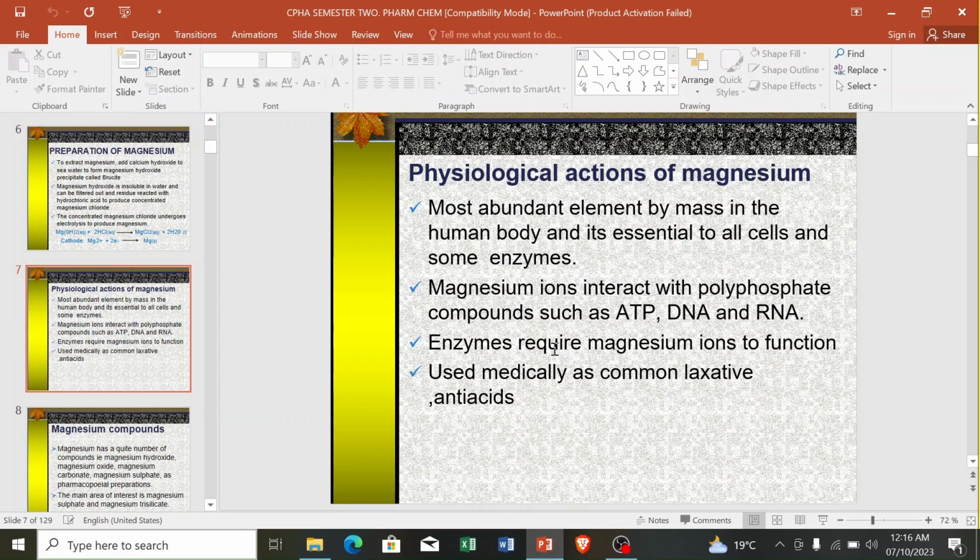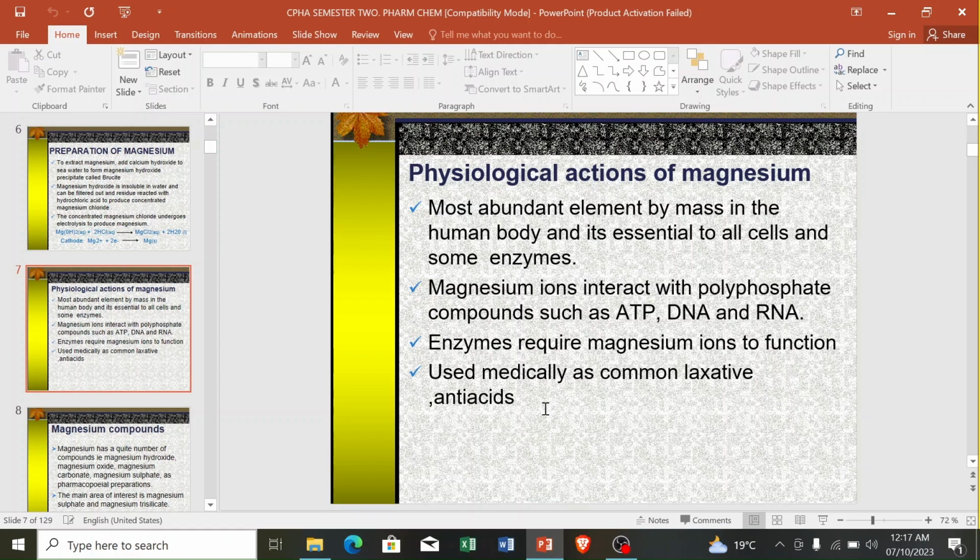And then we see that we also use magnesium as a common laxative. Not to be confused with an acid, an antacid. We cannot mix them up because they mean different things. So laxatives are drugs that are used to soften stool. We can majorly give laxatives when we have patients who are suffering from constipation. We give them laxatives.